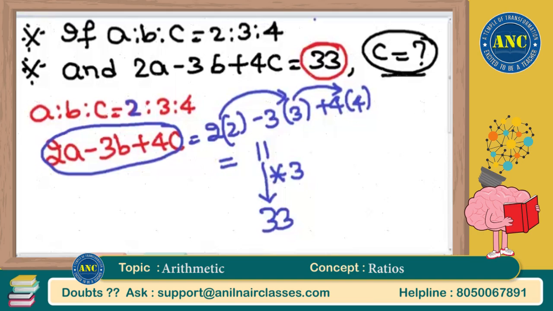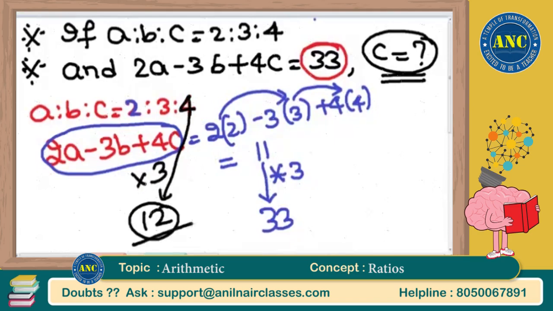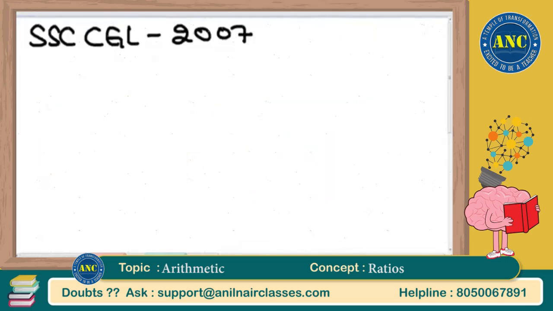They are asking find C value. According to ratio it is 4. 4 also multiply by 3. Answer is 12. Find out everything according to ratio. Convert everything according to question. Everything we are using the same concept. SSC CGL 2007 original question.